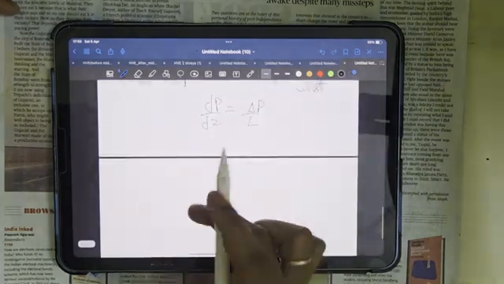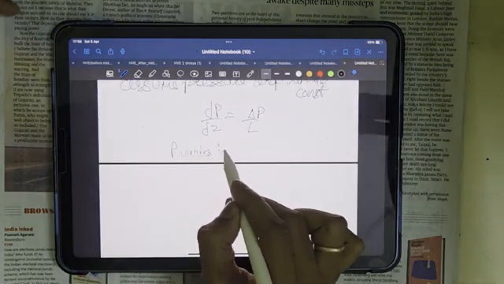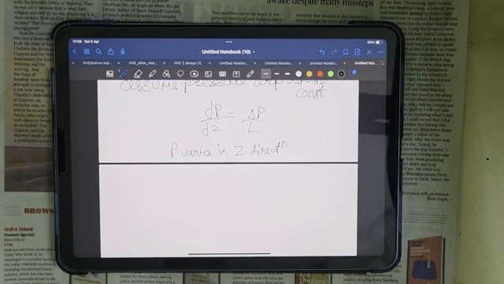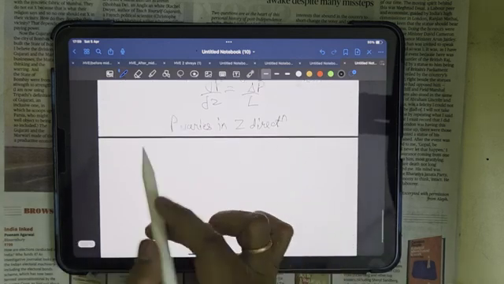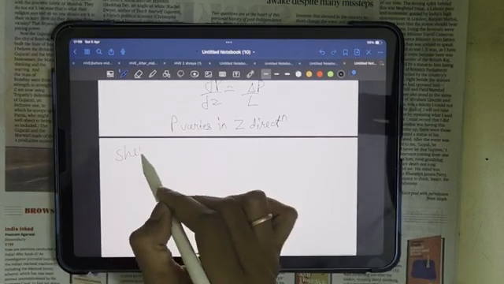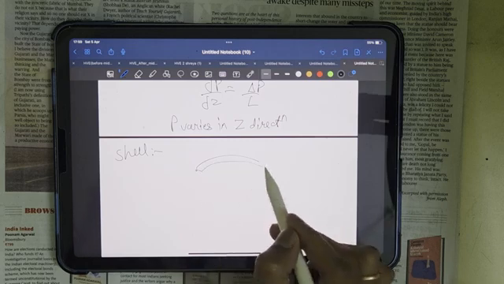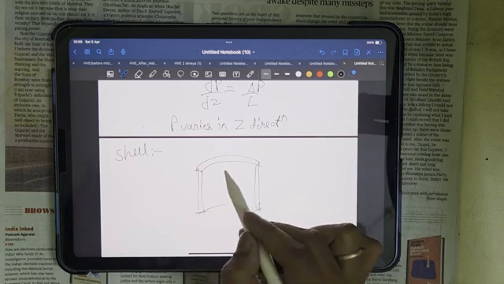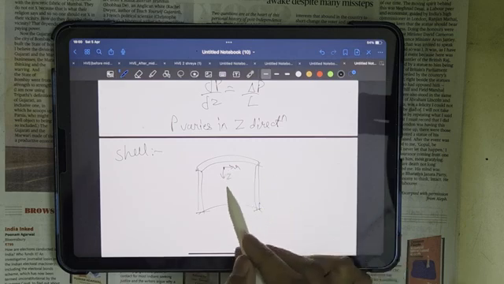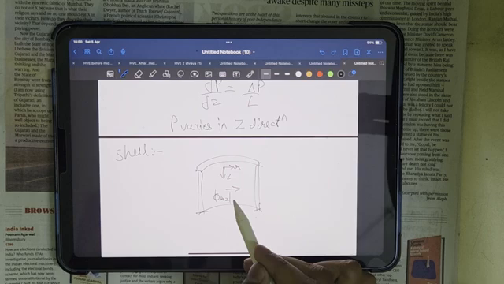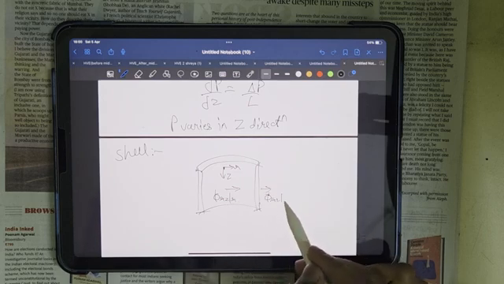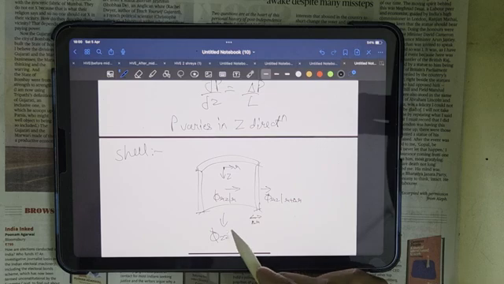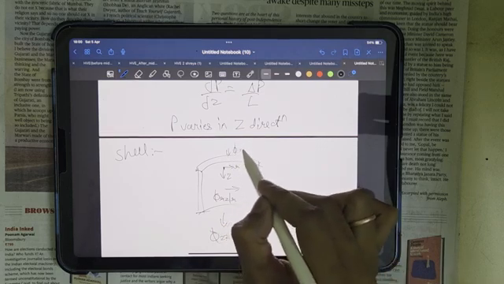Now pressure varies in z direction. The differential thickness is in r direction, and the shell will look like this. This is r direction, this is z direction. Phi Rz moves from r to phi Rz at r plus delta r. This is delta r, and phi zz at z equal to L, phi zz at z equal to 0.